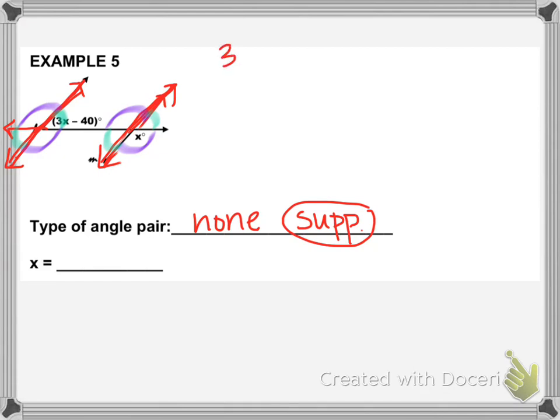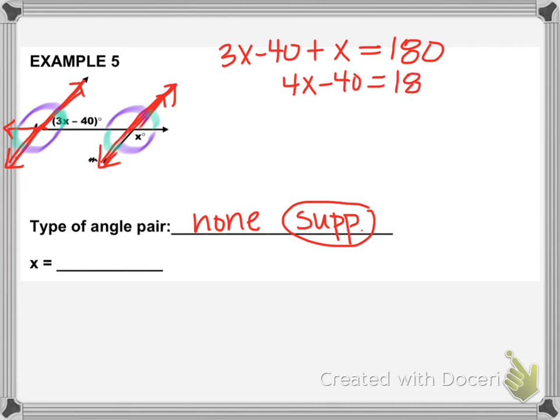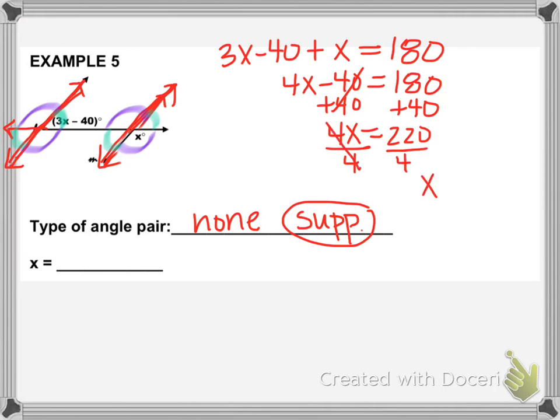So I want to add up these two expressions, 3x minus 40 plus x, to equal 180. So this is the equation we're going to solve. Combine like terms, 3x plus that 1x is 4x. We still have the minus 40. We can move that minus 40 to the other side by adding 40 to both sides. So 4x equals 220. And then we can divide both sides by 4. So x equals 55.